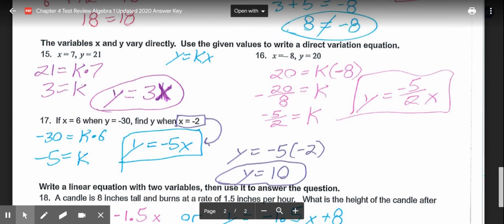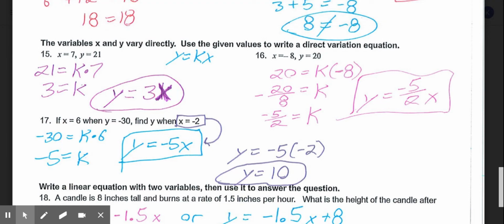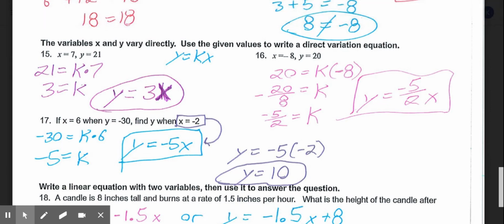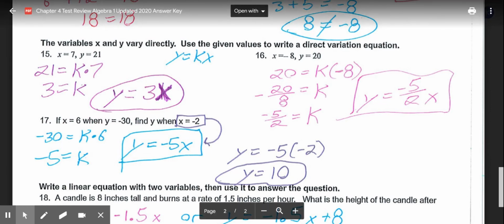So in 15, we're going to write y equals k times x, putting a 21 in for y and a 7 for x. So we have 21 equals k times 7. Divide both sides by 7, and 3 equals k. So our direct variation equation would be y equals 3 times x. Once you have k, you just put it in for the k value and rewrite the original equation.